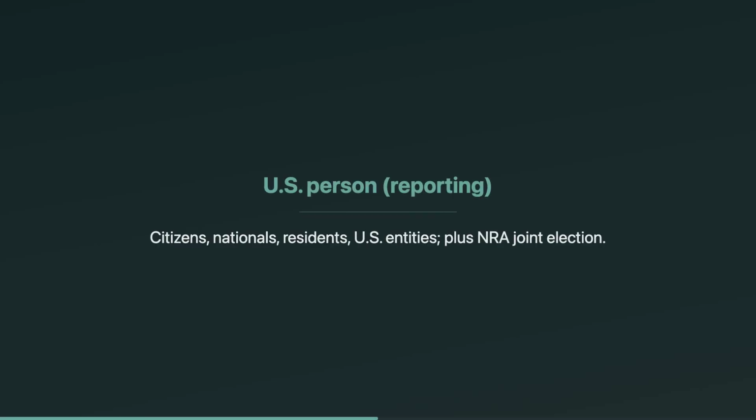Next, lock in who counts as a U.S. person for foreign reporting. It includes U.S. citizens, U.S. nationals, U.S. residents, and U.S. entities. Here's the curveball. A non-resident alien can be pulled in if they elect to be treated as a U.S. resident to file a joint return. On the exam, this is often the hinge fact that flips reporting on.